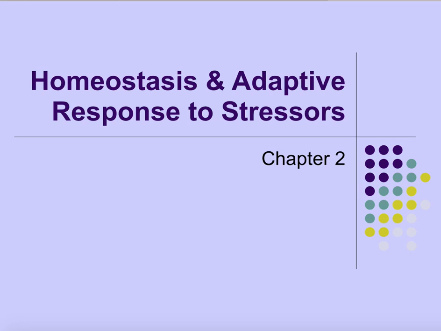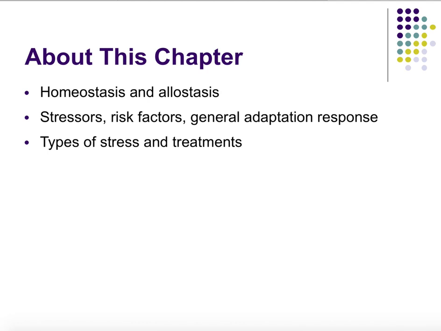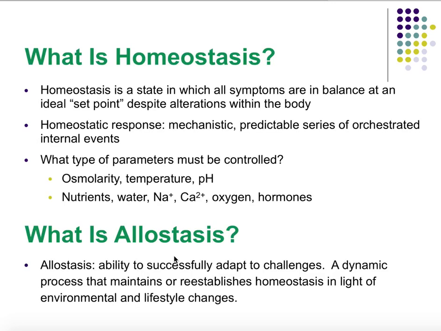Chapter 2, Homeostasis and Adaptive Responses to Stressors. In this chapter, we'll talk about homeostasis and allostasis. We'll discuss stressors, risk factors, and the general adaptation response, or our body's response to stress. Then we'll discuss different types of stress and treatments.